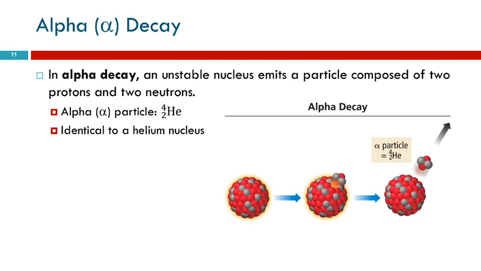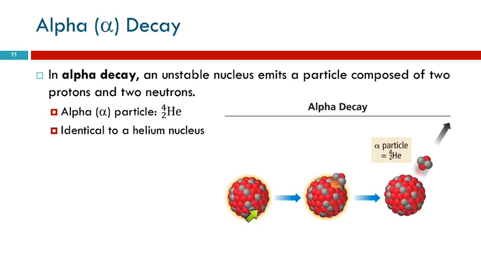So in alpha decay, what happens is an unstable nucleus emits a particle composed of 2 protons and 2 neutrons. And this is the alpha particle. So 2 protons and 2 neutrons, the atomic number would be 2, because 2 protons. You add those together, the mass number is 4. This is the same as a helium nucleus. And so we give it the same symbol as you would give to helium-4. But it's not a helium atom, it's just the nucleus. So it's identical to a helium nucleus.